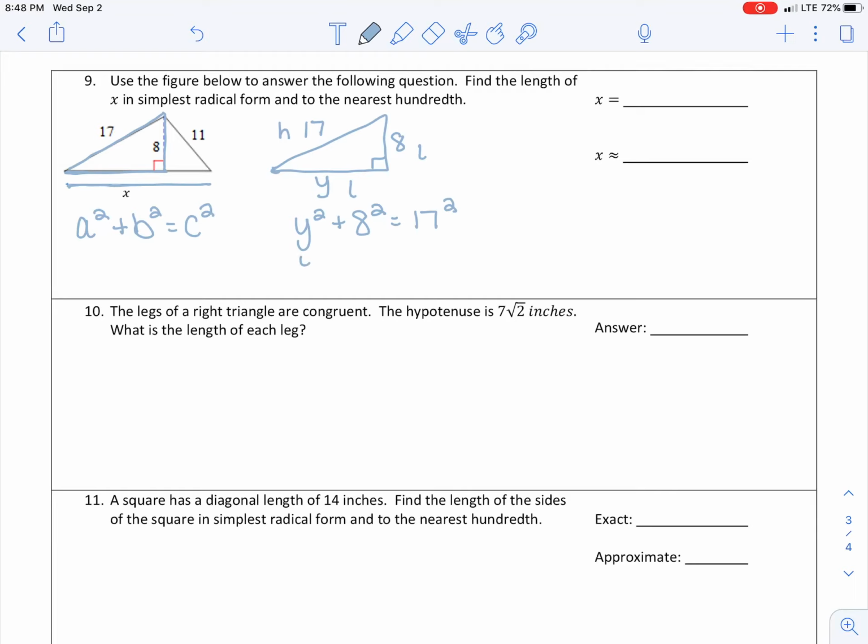So from here, we want to just go ahead and do some math. 8 squared is 64, and 17 squared is 289. We can solve for y squared by subtracting the 64 on both sides. That leaves us with y squared equals 225. Now, to get y completely by itself, we have to take the square root. If we take the square root on both sides, the square root and the square cancel, which leaves us with y equals plus or minus 15. But since we're talking about a side length, we're going to say that y is equal to a positive 15. So this portion, just the light blue portion here, is 15.